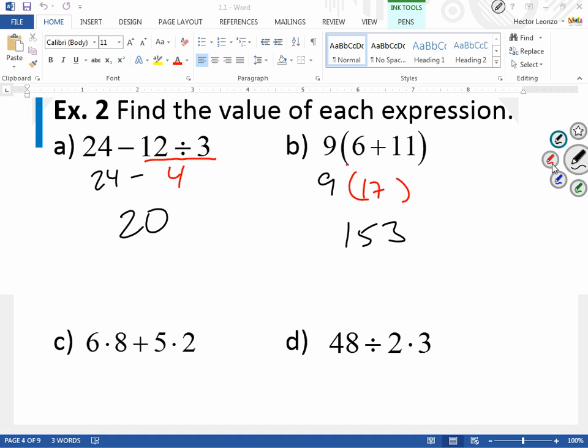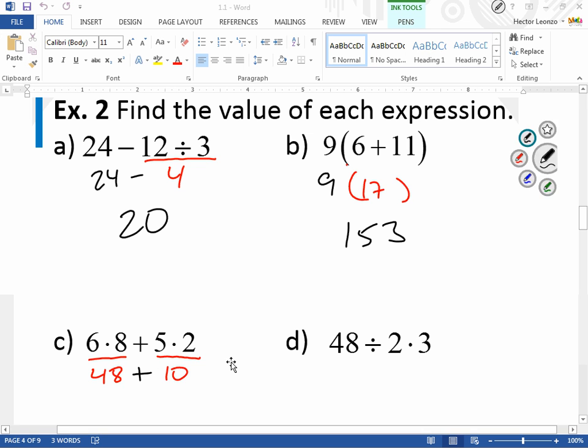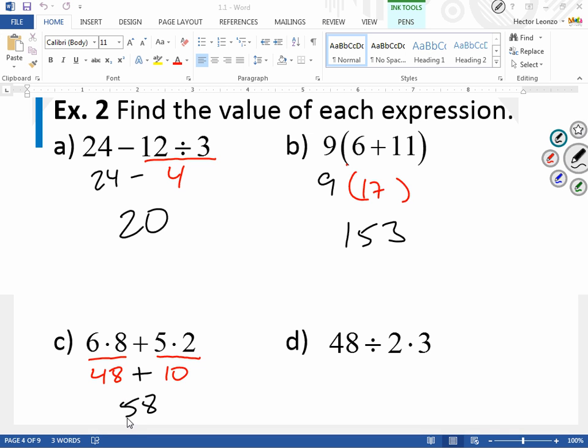Now looking at my example C, first thing I think of groups. I see none. Then exponents, I don't see any. Multiplication or division, I see two cases. I see 6 times 8 and I see 5 times 2. So 6 times 8, I'm going to call that 48. 5 times 2, I'm going to call that 10. But then I'm going to keep the plus sign in between them. Then the last thing that I do is add or subtract, 48 plus 10. I'm going to call that 58.